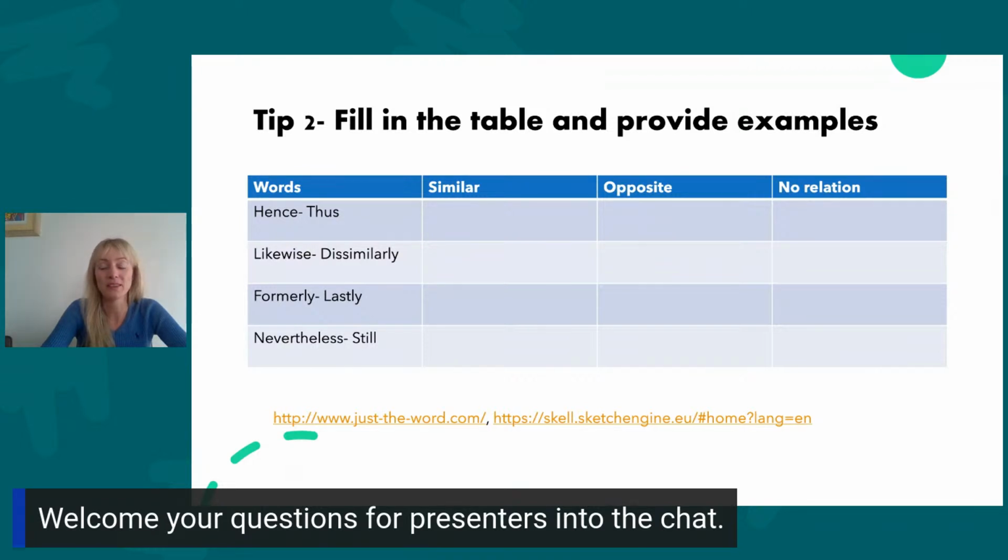Learners often think that they are familiar with some concept, but when they have to explain it in detail, or put the concept in relation with another word, they find themselves in trouble. So you can create a table like this with the concepts in the first column, or you can use some digital tools to make word forks. I suggest using justtheword.com or Sketch Engine, and so on.